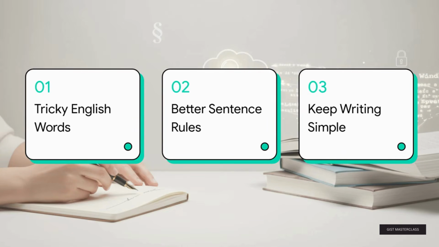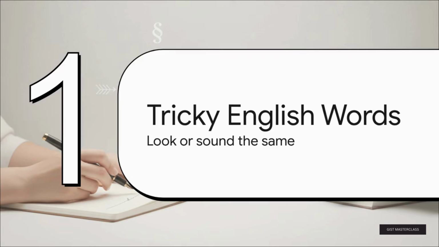Here's our quick plan for today. First up, tricky English words. Then, better sentence rules. And finally, keep writing simple. Lesson 1. Tricky English words. Let's look at words that look or sound the same.